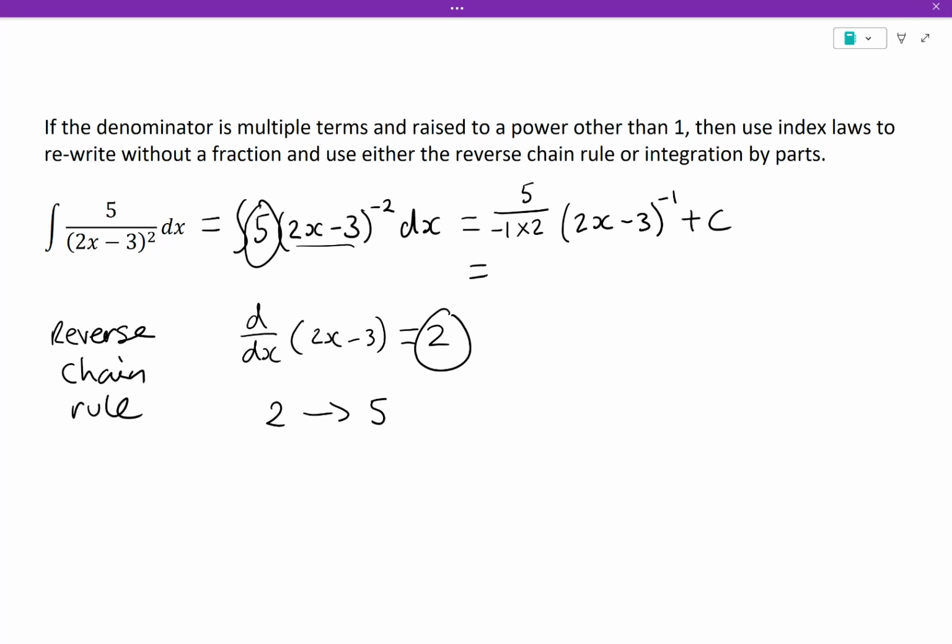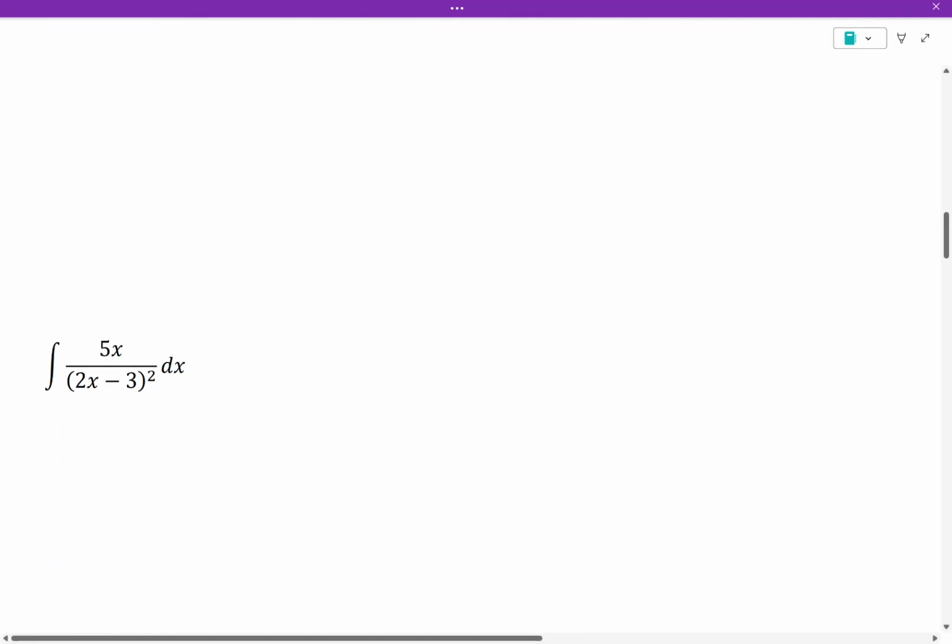So if we simplify, we get negative 5 over 2, and then it's 2x subtract 3 to the power of negative 1 plus c like that. Now you could write it back as a fraction, but it doesn't really matter. Okay, let's have a look at our next question then.